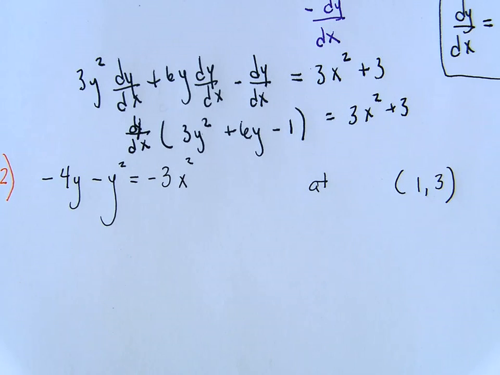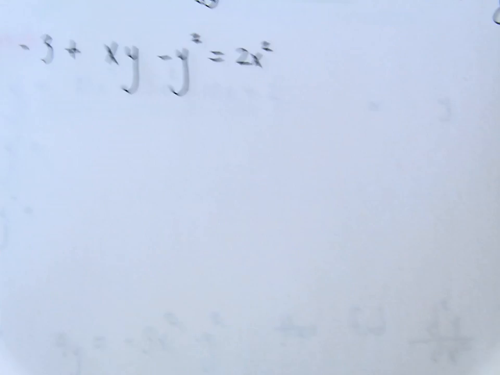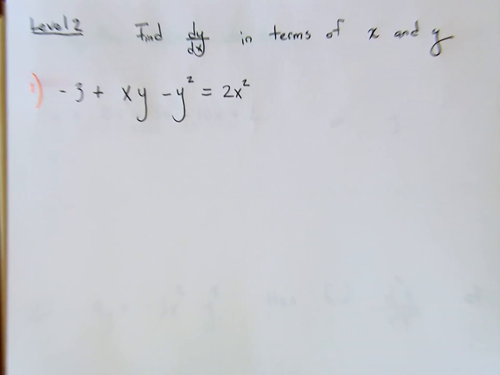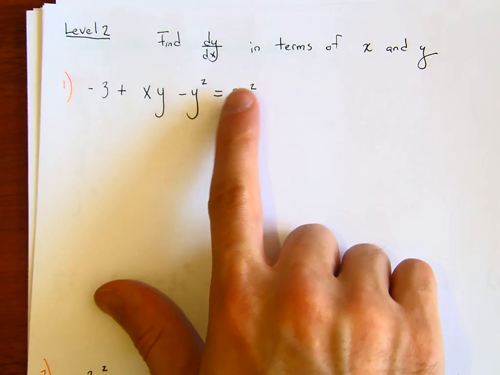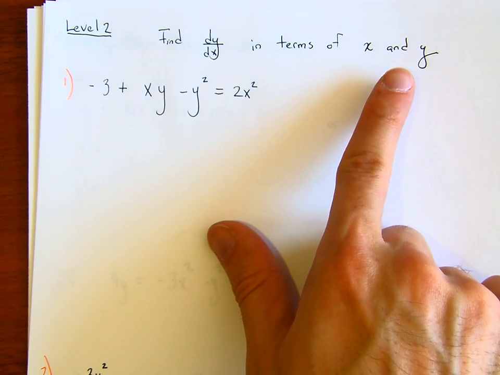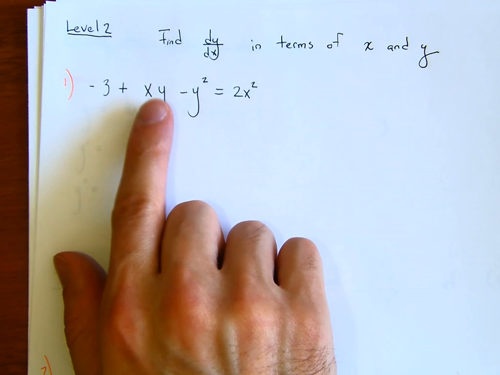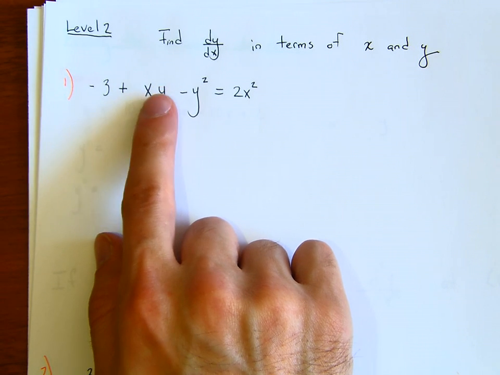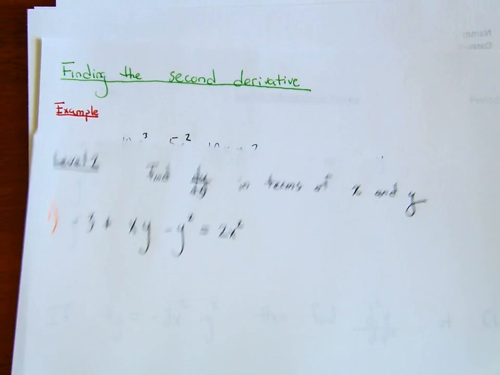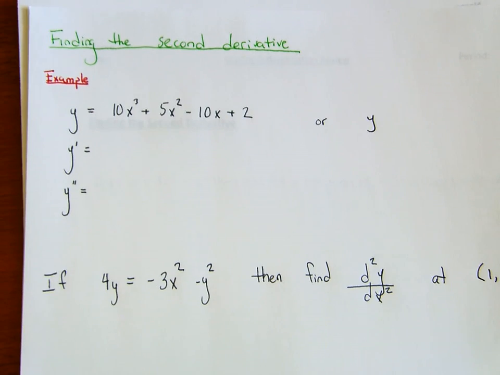And I was going to do more with you guys, but I realized I have the next lesson as well. The next lesson is level 2. It's a review. Like, how do you find dy dx for this one? Don't you remember this one? You have to use product rule to find the derivative of this. And there was another one where you found the second derivative.